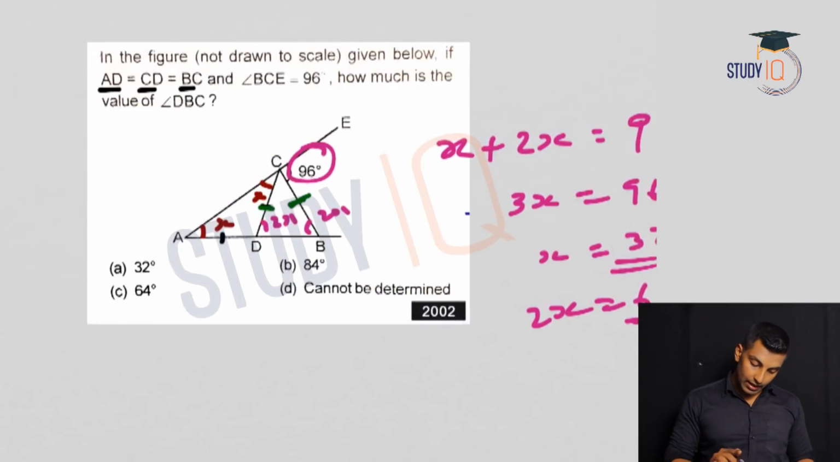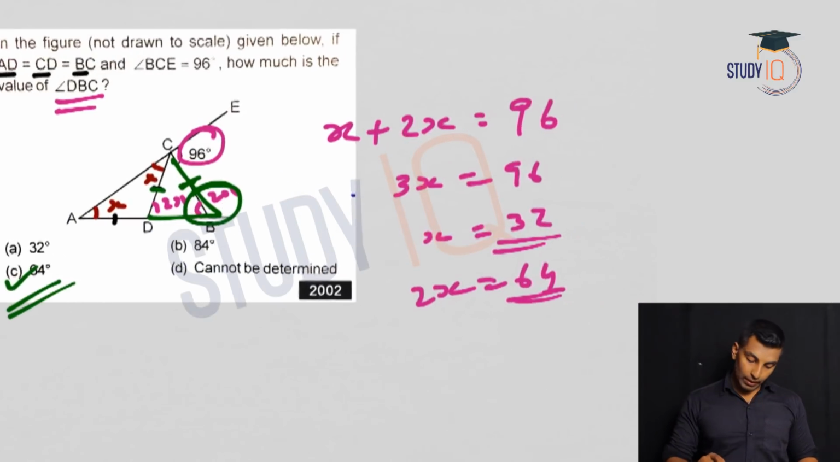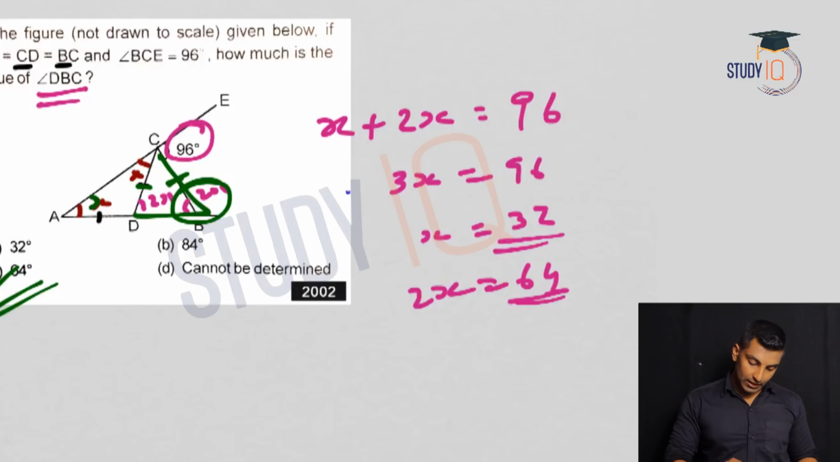And what is asked here? Angle DBC. Angle DBC in our assumption, it is actually this 2x. Okay, so this is 2x. So what is the answer? 64. Very easy question. So the only point is that you need to assume this as x.